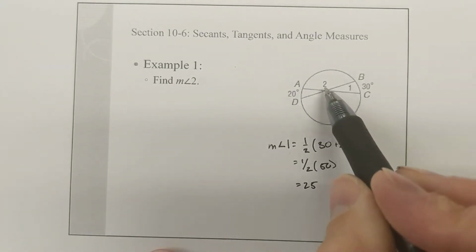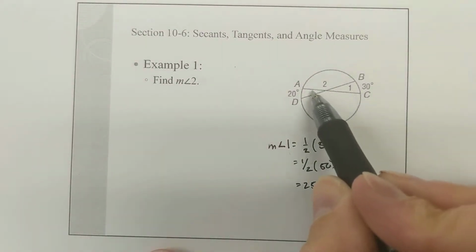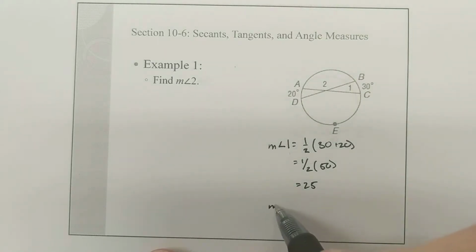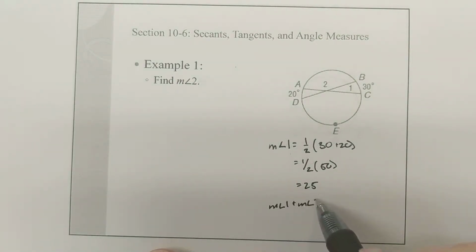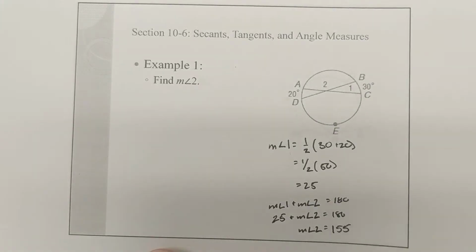Now the trick here, though, is that angles 1 and 2 form a straight line, A to C, which means they have to add to 180 degrees. And I know what angle 1 is. That's 25 plus measure angle 2 is equal to 180. So subtract the 25. Angle 2 is 155.